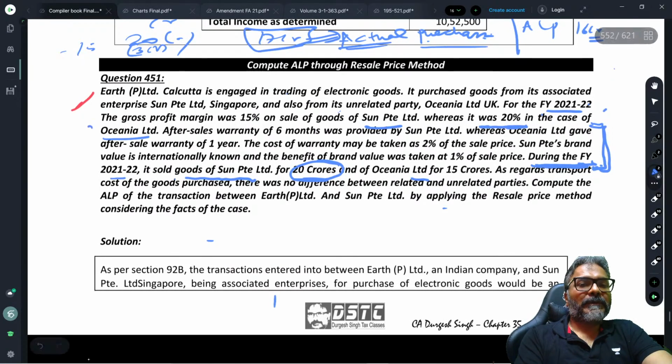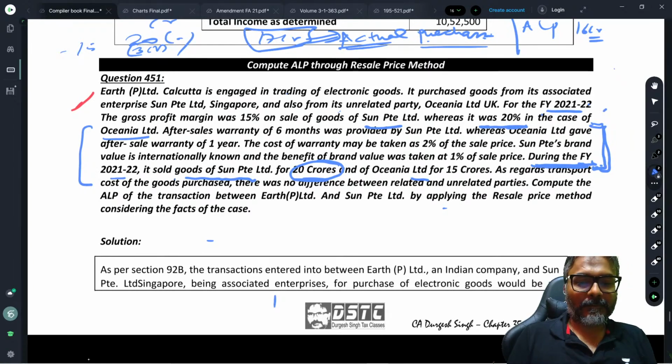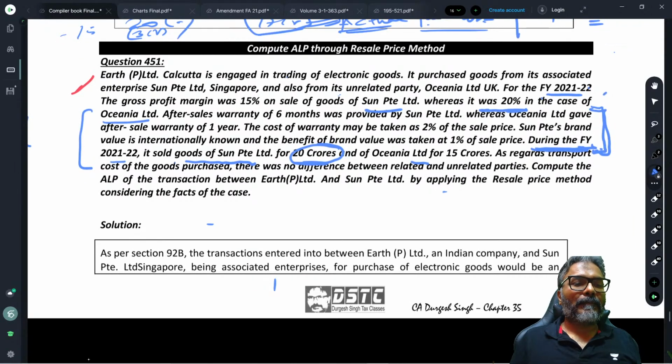So students, please go through this one. Through with this one, students. So what they are saying, just read that paragraph.